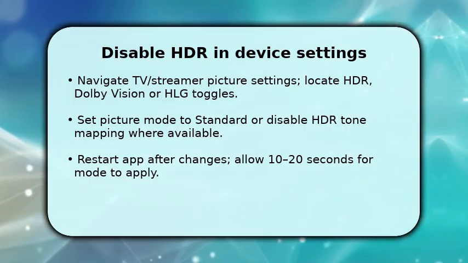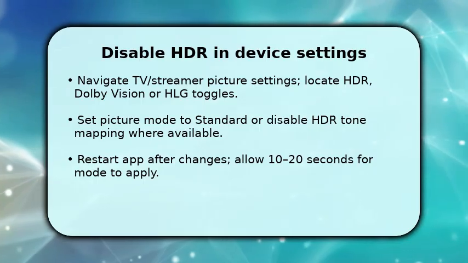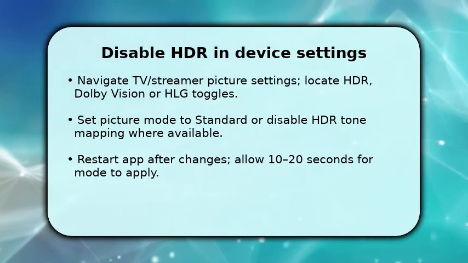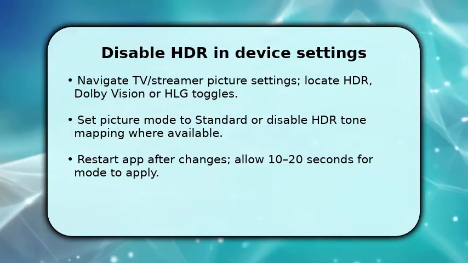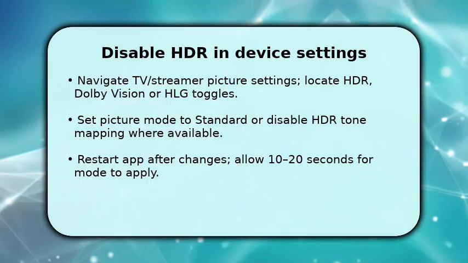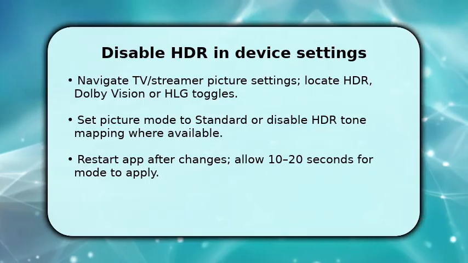Find HDR, Dolby Vision, or HLG toggles and turn them off, or switch the picture mode to standard, which forces SDR processing. If your device has HDR tone mapping, disable it so the signal converts to SDR.